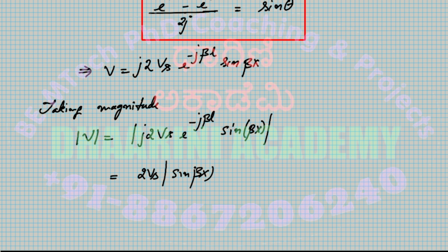Because sine beta x takes positive and negative values throughout. But since I'm taking the magnitude of this whole function, whatever you get for a sine wave, I should take the magnitude of that. In the sense, it's not going to be negative. All right. So this is the equation for the voltage which appears on the line. Okay, so you see, this is a standing wave.